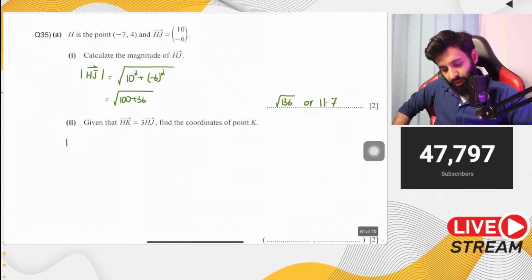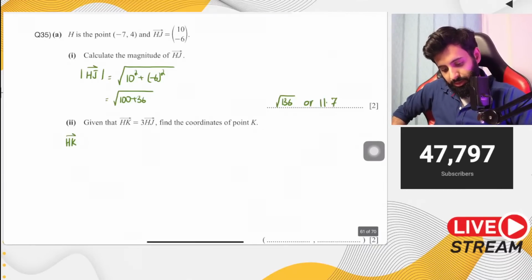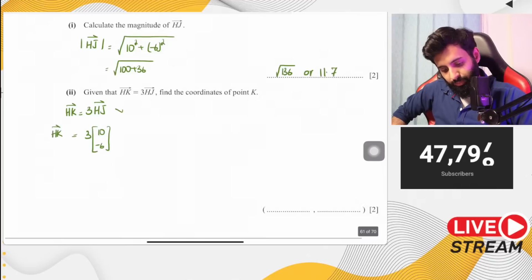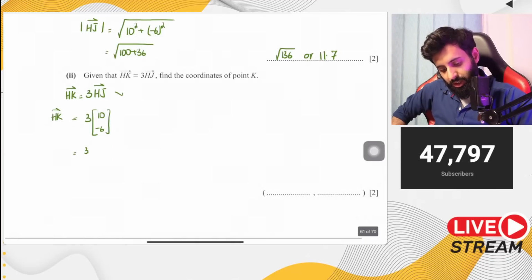So HK is equal to 3 times HJ. Now, do we have HJ? Yes, we do. All we got to do now is multiply it by 3. So 3 into 10 and minus 6. And this will give us HK. Okay. So that means 30 and minus 18 is what vector HK is.